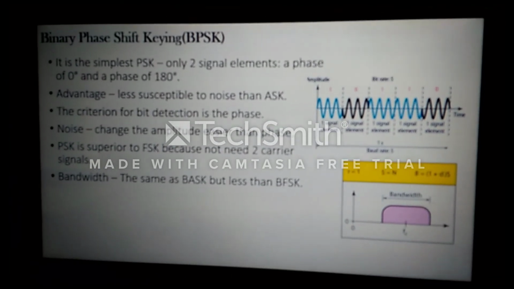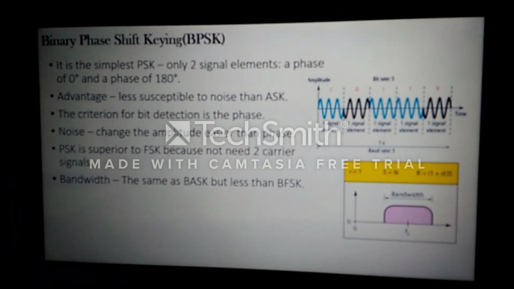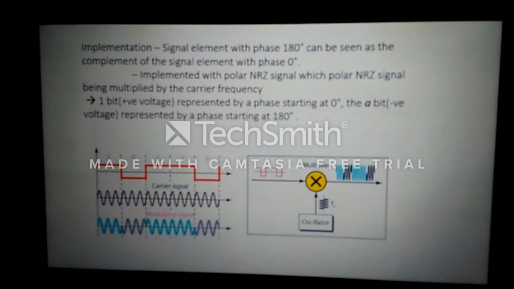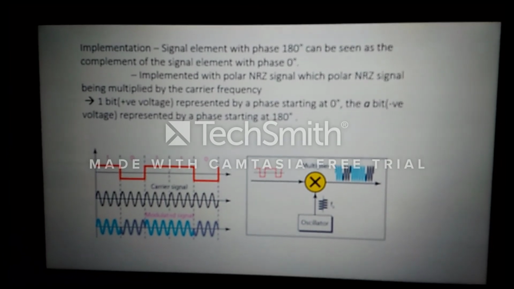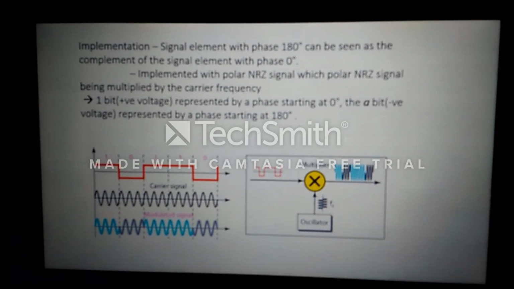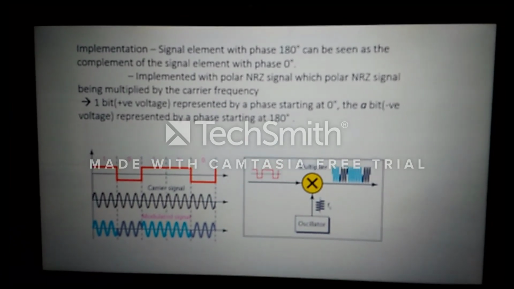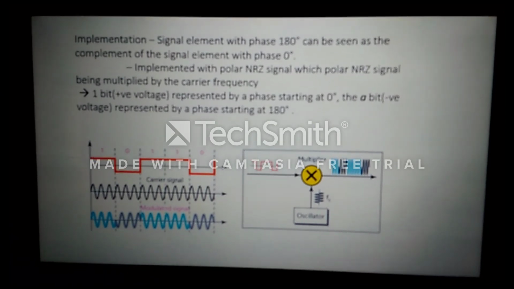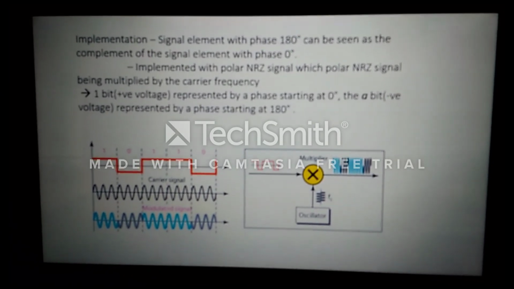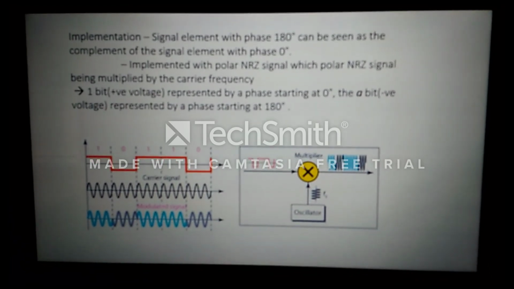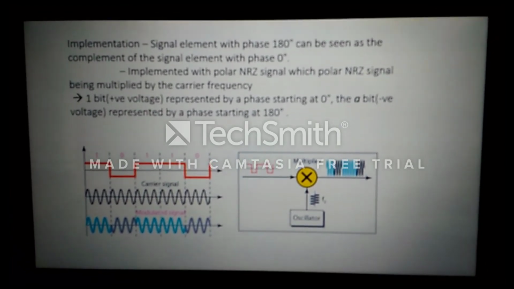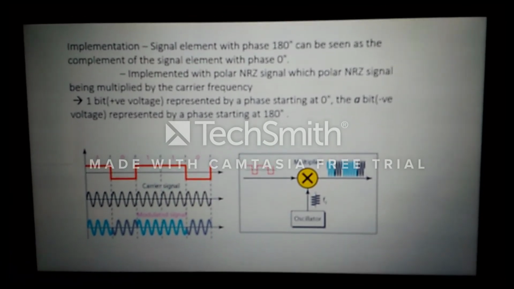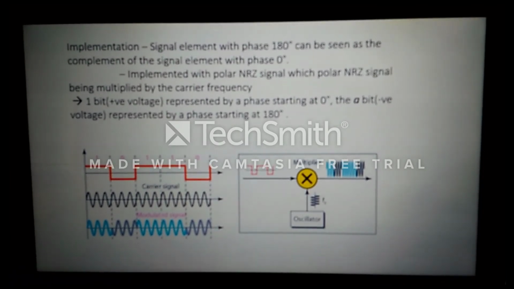The bandwidth of BPSK is the same as BASK but less than BFSK. In the implementation of BPSK, the signal element with phase 180 can be seen as the complement of the signal element with phase 0 degrees. BPSK is implemented with a polar non-return-to-zero signal, which is multiplied by the carrier frequency. A 1 bit, or positive voltage, is represented by a phase starting at 0 degrees, and a 0 bit, or negative voltage, is represented by a phase starting at 180 degrees.